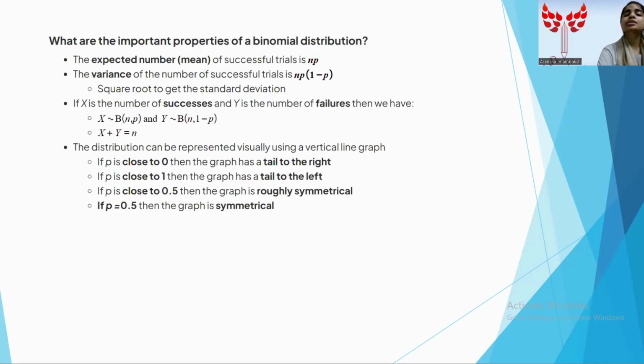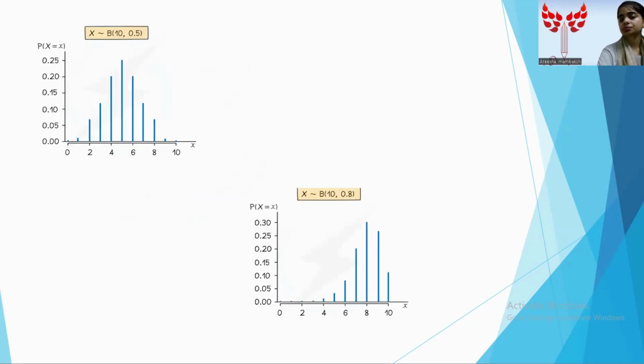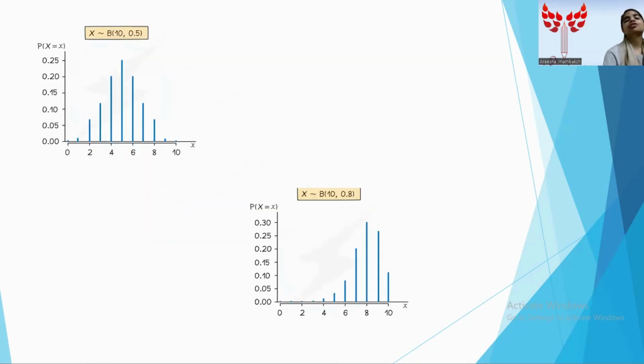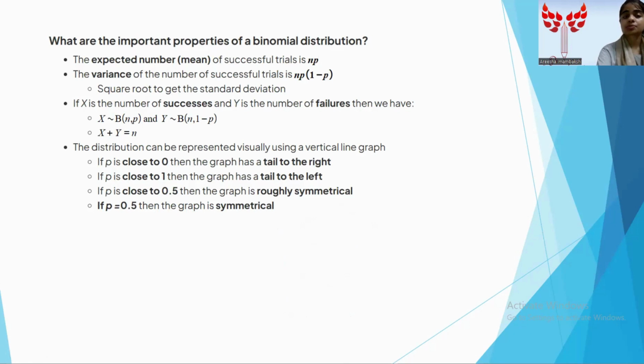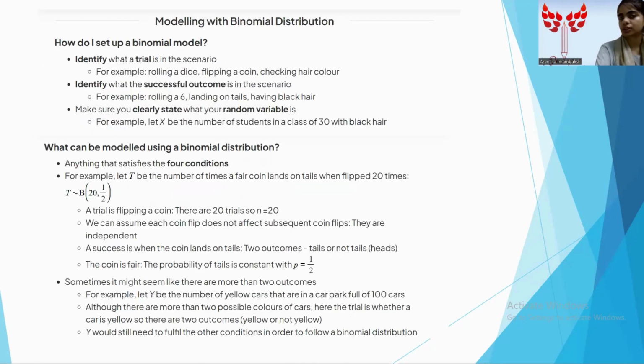If p is close to 1, then the graph has a tail to the left. Now it is left skewed. And if p is close to 0.5, then you will find a roughly symmetrical graph, because your probabilities are evenly distributed. And if p is equal to 0.5, then the graph will be perfectly symmetrical.